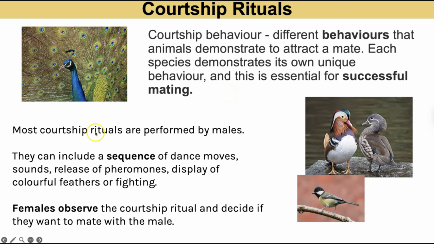Now, normally the courtship ritual is performed by the male, and then the female selects which male they want to reproduce with. Behaviours are often a sequence of behaviours. And it's not necessarily just behaviours, it could be sounds, the release of pheromones, which are chemicals. So it could be dance moves, displays of colour and feathers. There's lots of really extravagant courtship behaviours in plants. And in fact, if you just search birds of paradise courtship behaviours, there's some really cool David Attenborough videos on YouTube for that. So females will observe the courtship ritual and decide if they want to mate with that male.